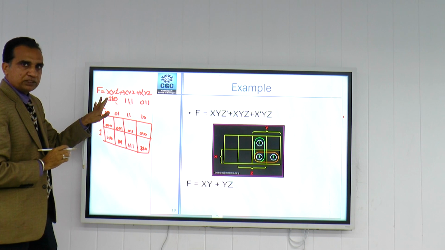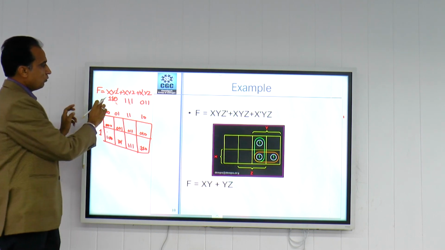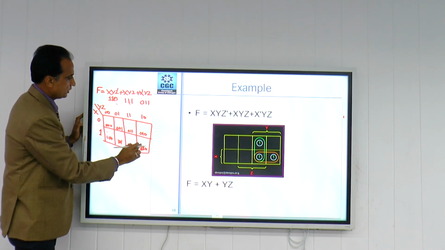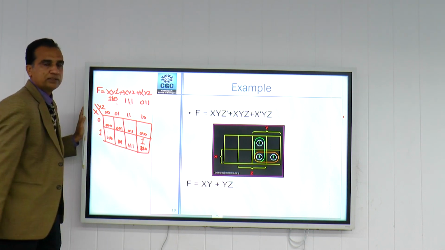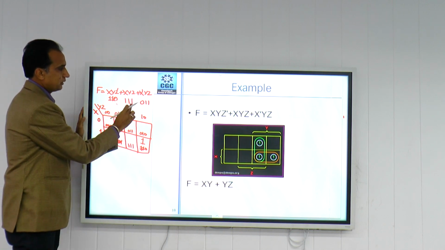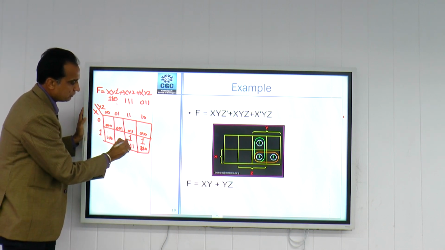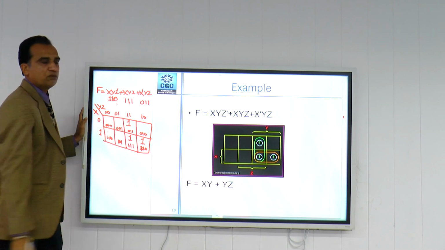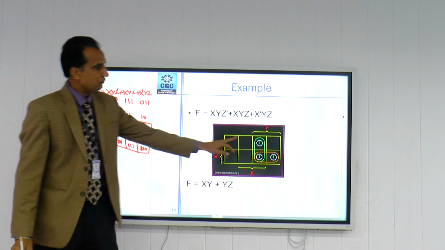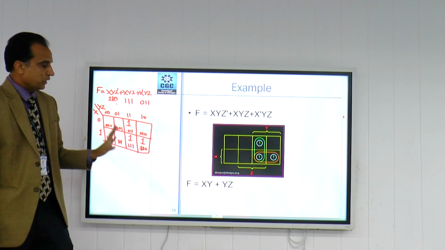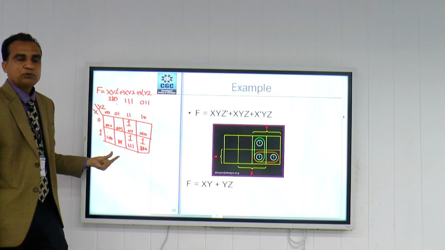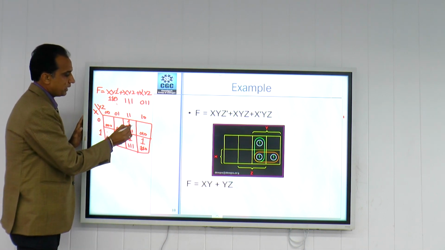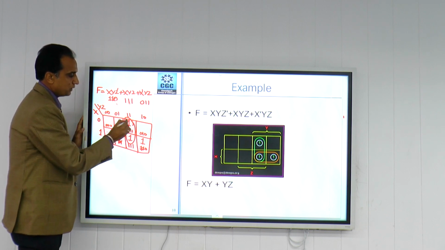Now we have to map this equation onto the K-map. Now 1 1 0 means we have to put 1 in this box. Then 1 1 1, we have to put 1 in this box. 0 1 1 means we put 1 in this box. So we fill the K-map accordingly. After filling the K-map, we have to create the groups. Now, how many groups are possible? For example, I have created a group of 2 ones.